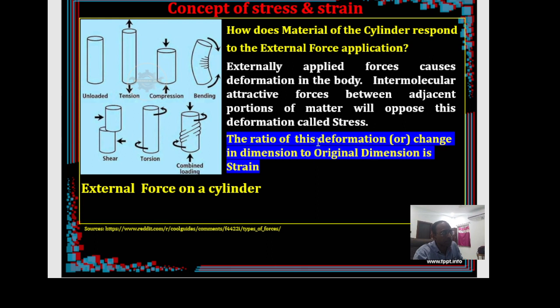In other words, the deformation, also called the change in the dimension of the body, to the original dimension. That particular ratio, the original dimension, can be taken in any one of the three axis directions, maybe x or y or z, I mean to say length or breadth or height direction. Whatever deformation is undergone in that direction divided by the original dimension, that's how we define strain.